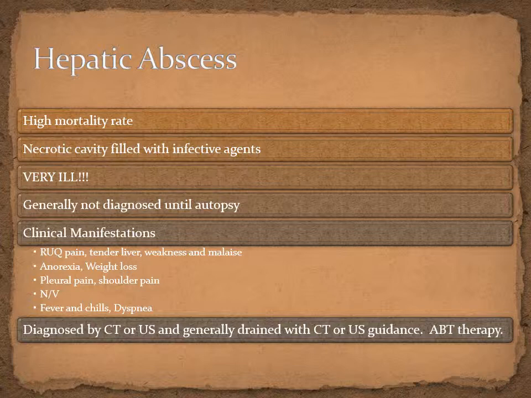Clinical manifestations can include right upper quadrant pain, tender liver, weakness, malaise, anorexia, weight loss, pleural pain, shoulder pain, nausea, vomiting, fevers, chills, and dyspnea. It's diagnosed by a CT or ultrasound and generally drained with CT or ultrasound guidance. They may also have antibiotic therapy.